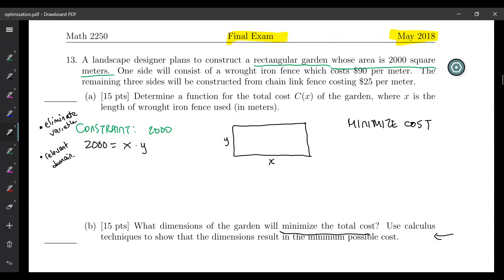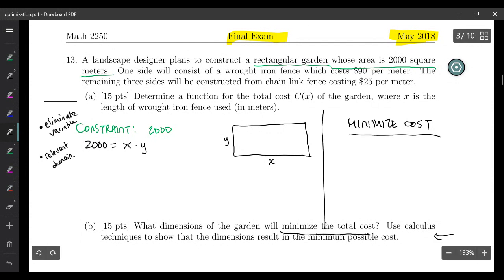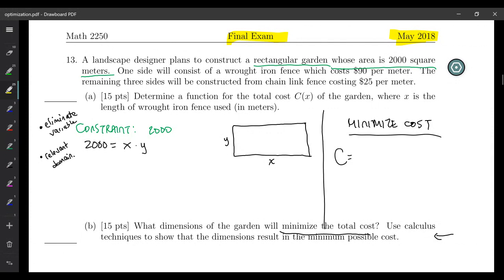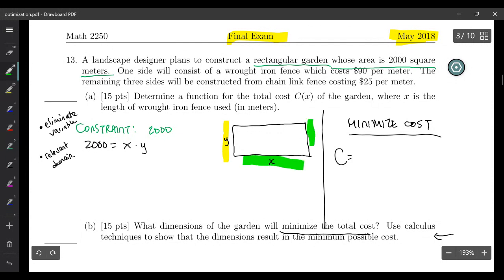Okay, so now let's look at creating the cost equation, right? So let's say C for cost. One side of this diagram will cost $90 per meter, and then the remaining sides will be $25 per meter. So in this case, it's really up to you which one you decide to be the $90 per meter side. I'm going to let this be the 90, and so these sides are going to be 25.